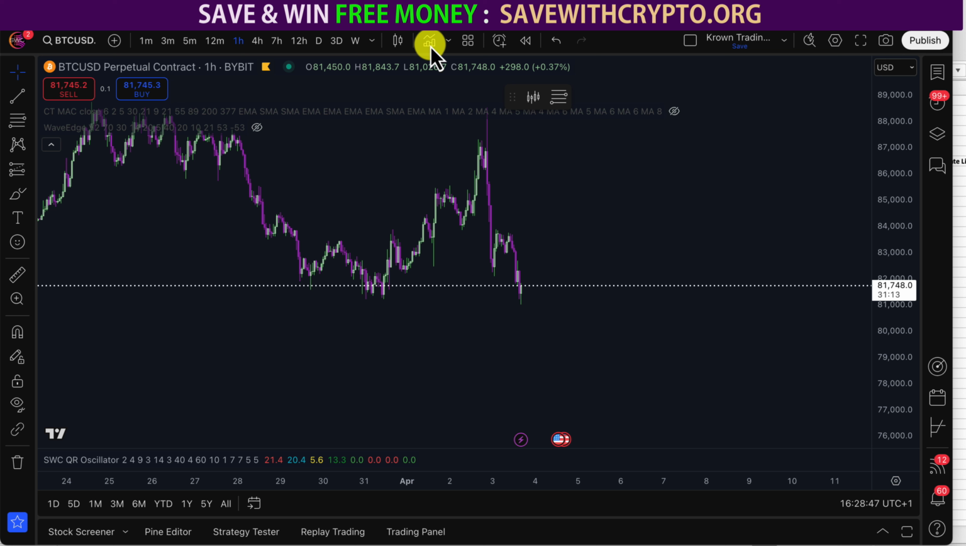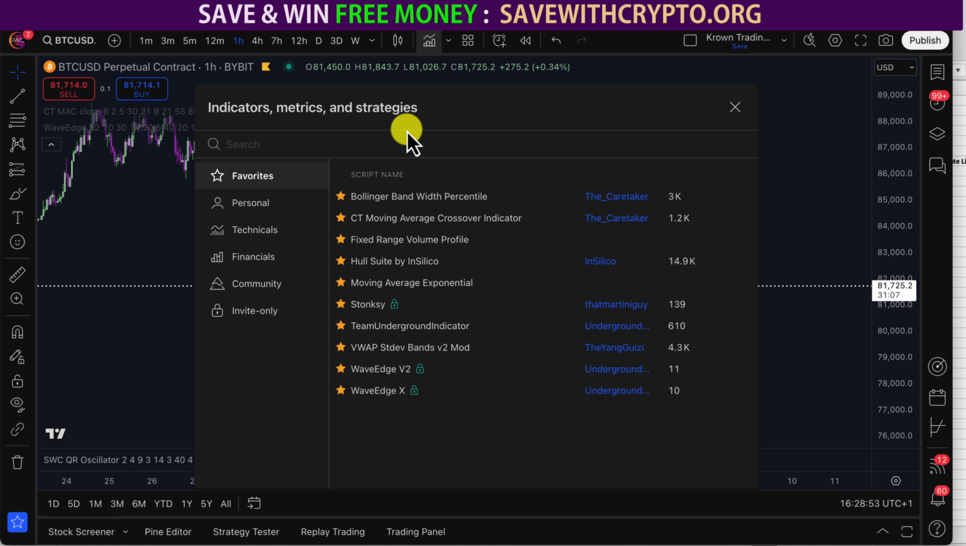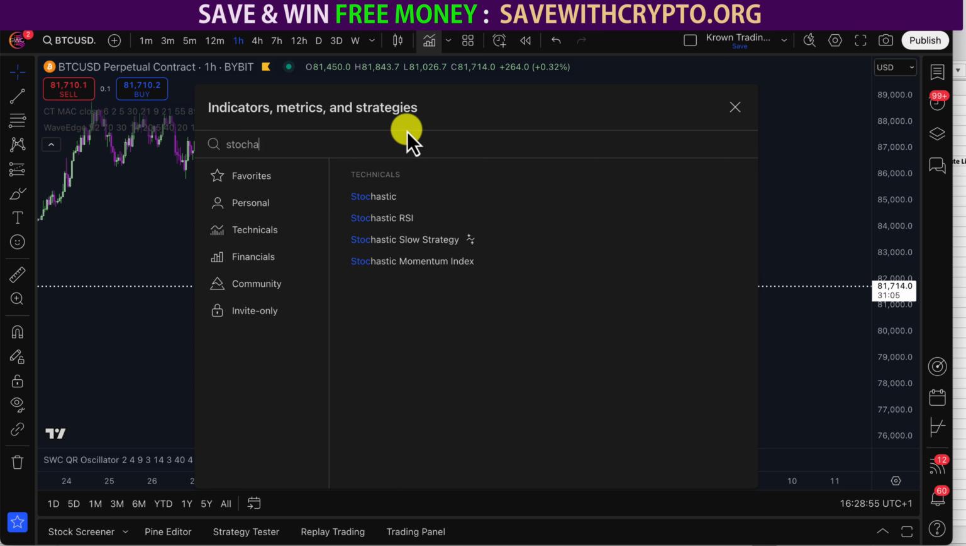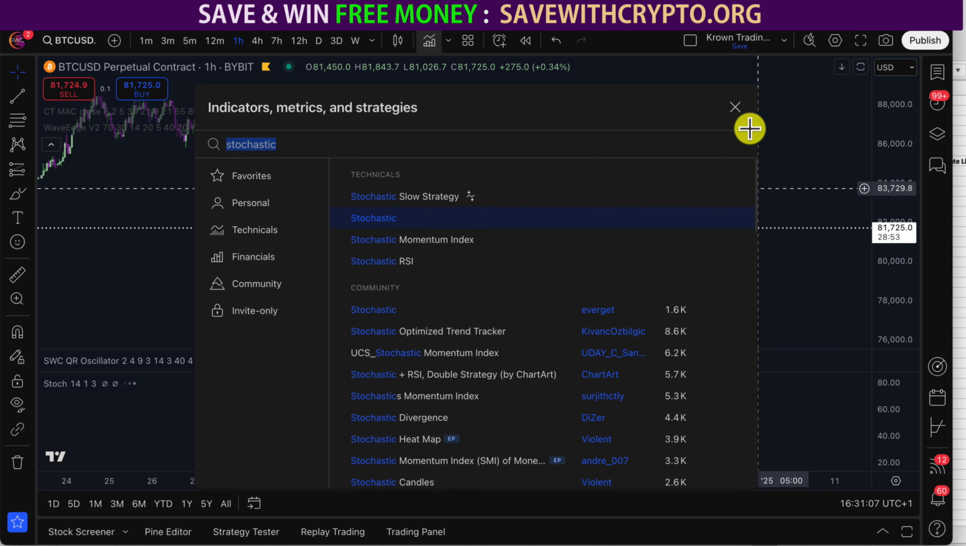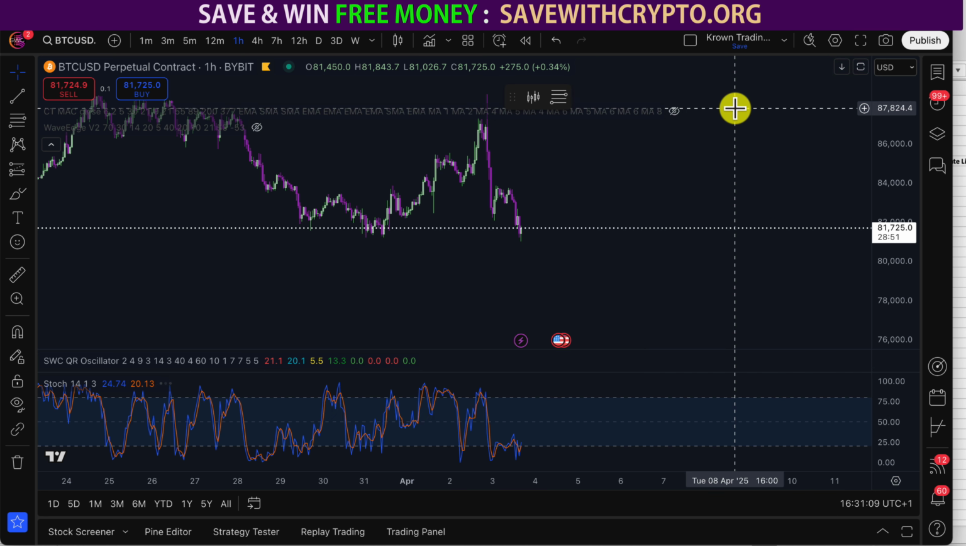Okay, so if you go here on TradingView to the Indicators tab here and search for stochastic, the one I'm going to look for is this one here. It's just called stochastic. It's not the other ones. It's not the momentum index or the RSI. It's just stochastic. Okay, so give that a click and that will put it on your chart.